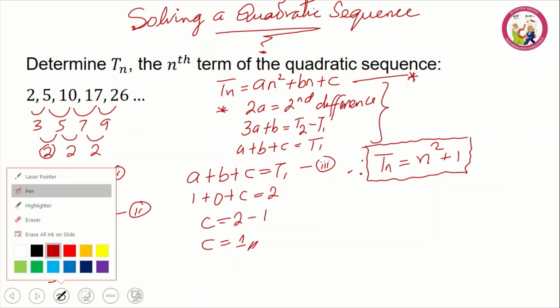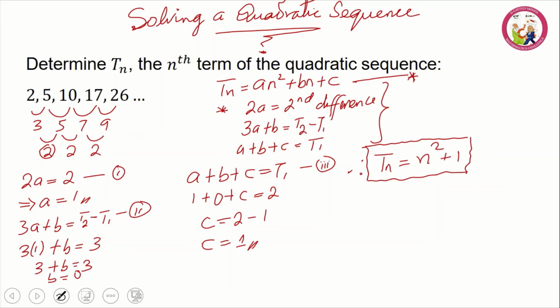Alright, we can actually confirm if this answer is correct or wrong. Let's solve for the first term. We expect t1 to be 2. T1 means whenever you see n, you substitute 1. That is 1 squared plus 1. 1 squared is 1, 1 plus 1 is 2. So this is correct. And T2 is expected to be 5, right? Let's solve for T2. This is going to be 2 raised to the power 2 plus 1. 2 raised to the power 2 is 4, 4 plus 1 is 5. This is also correct.